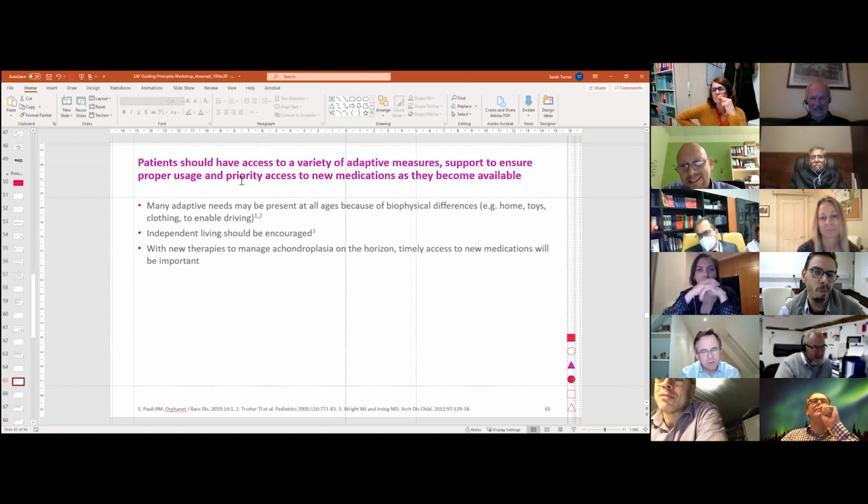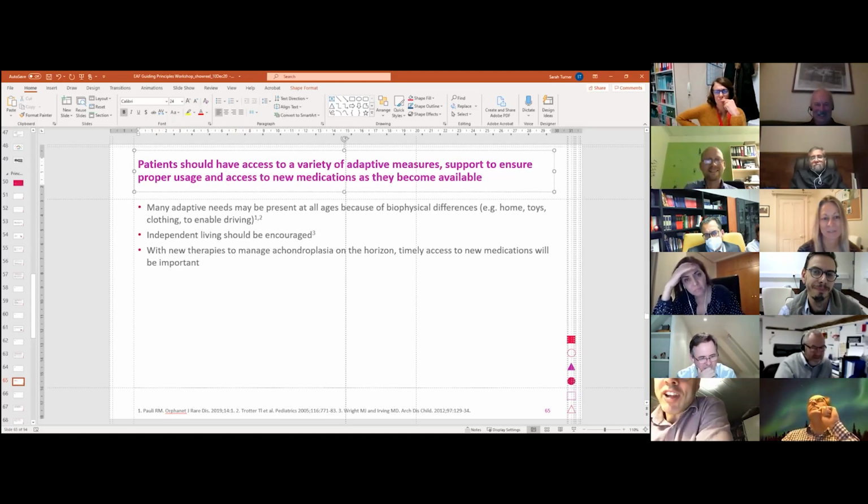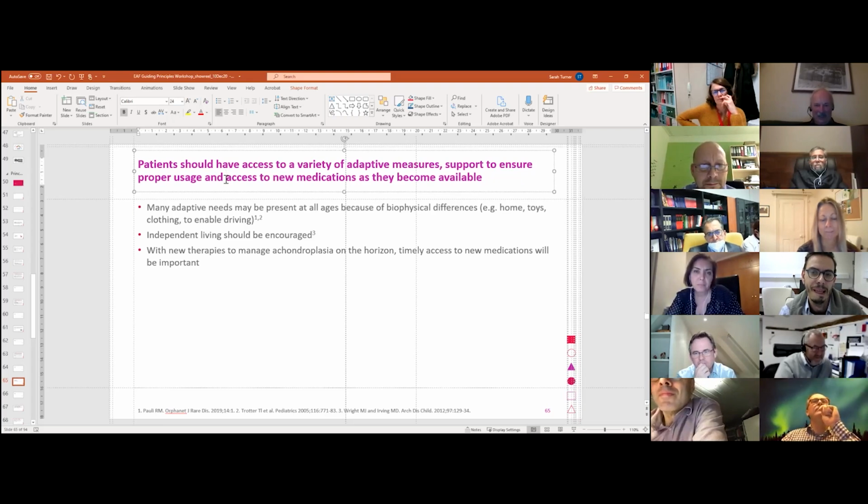Yeah, and priority access always makes me think of being in Disneyland or something like that. Yeah, it doesn't sound like the right phrase for something as serious as a drug. I agree with that. It triggers politicians. So if we remove "priority," is that better? I would say yes. Yeah.